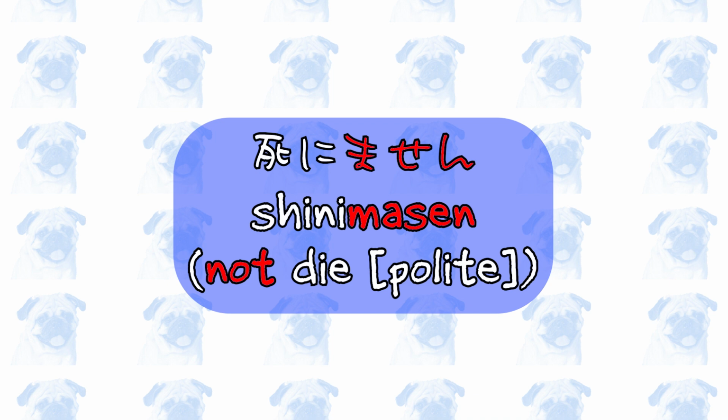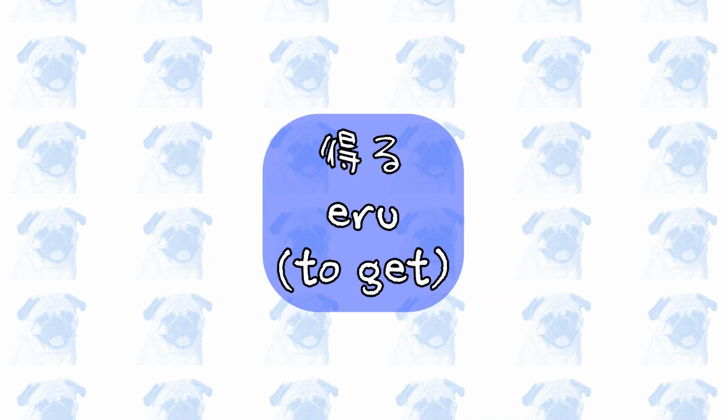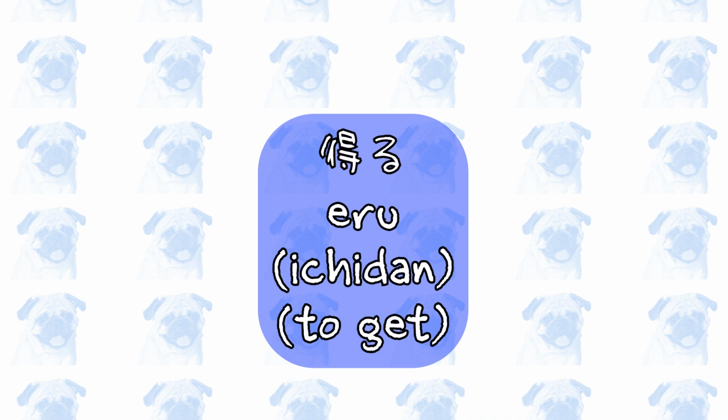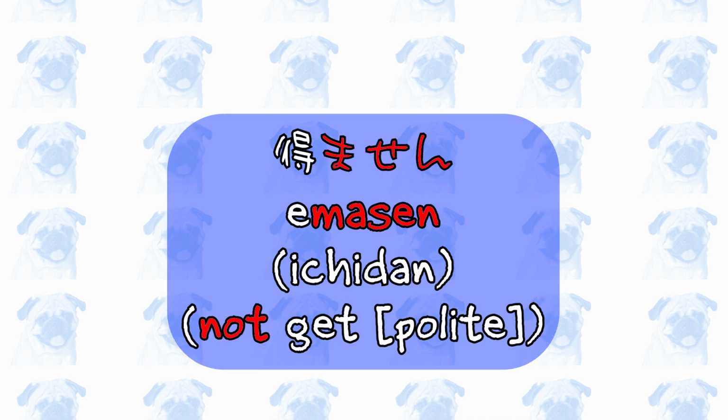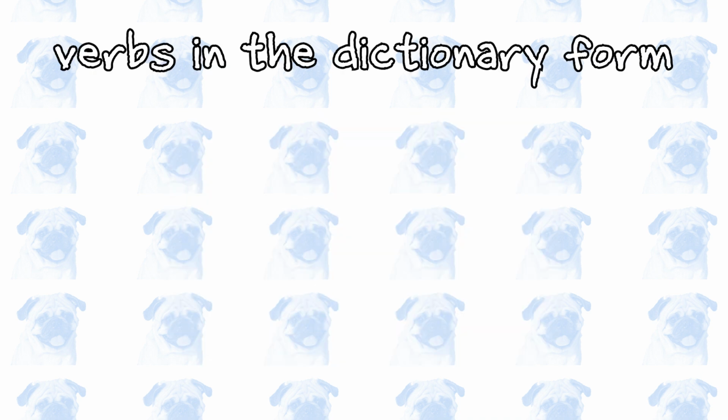Shinu, shinimasu, shinimasen. Eru, to get, is an eru verb, and it is an ichidan verb, so drop the ru and add masu. Emasu. The negative form of masu is masen, so the negation of emasu is emasen. Eru, emasu, emasen. Now let's turn our focus back to verbs without masu.